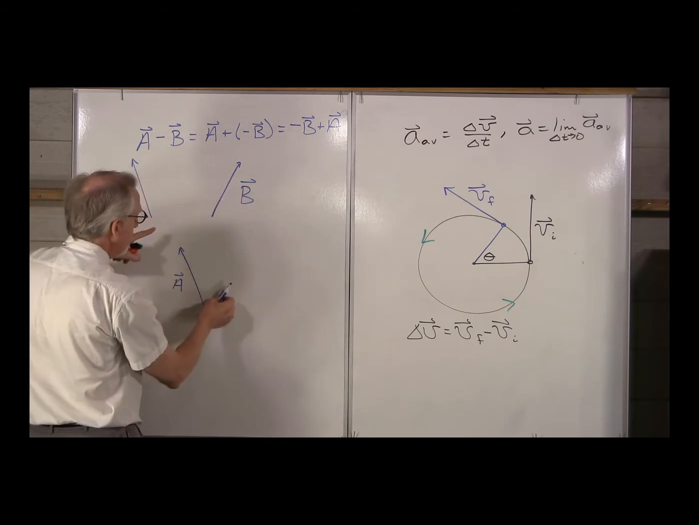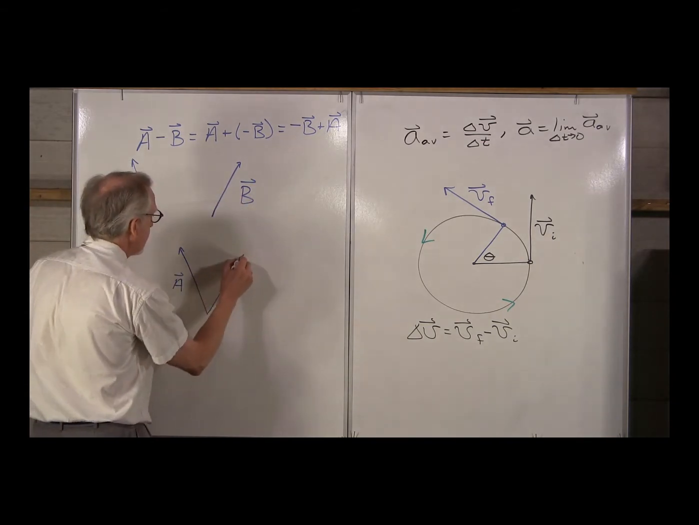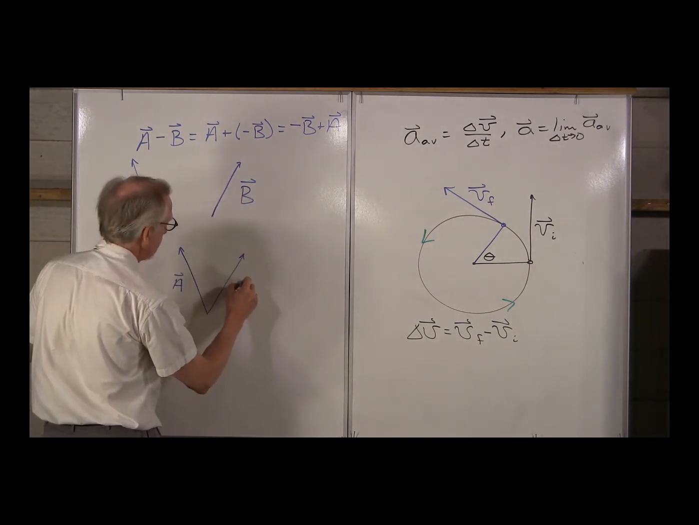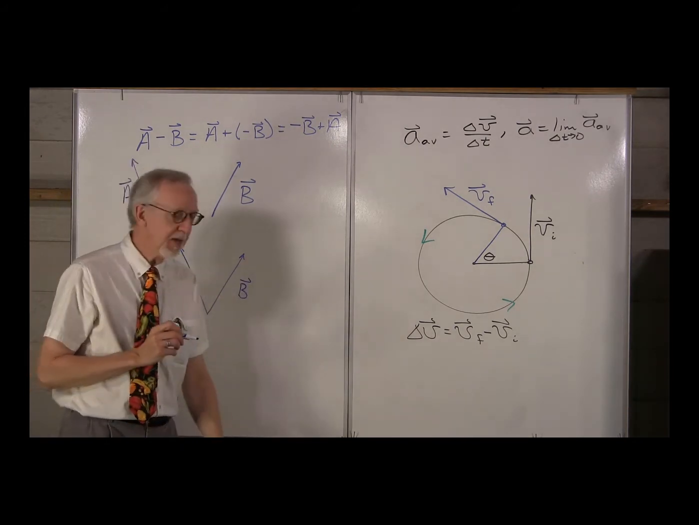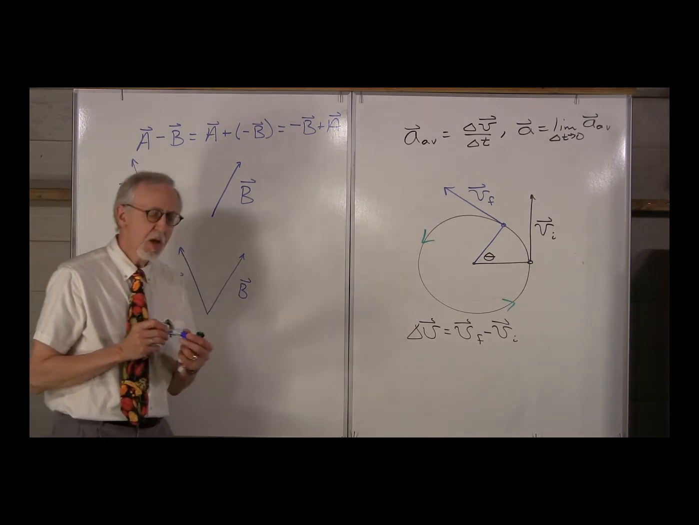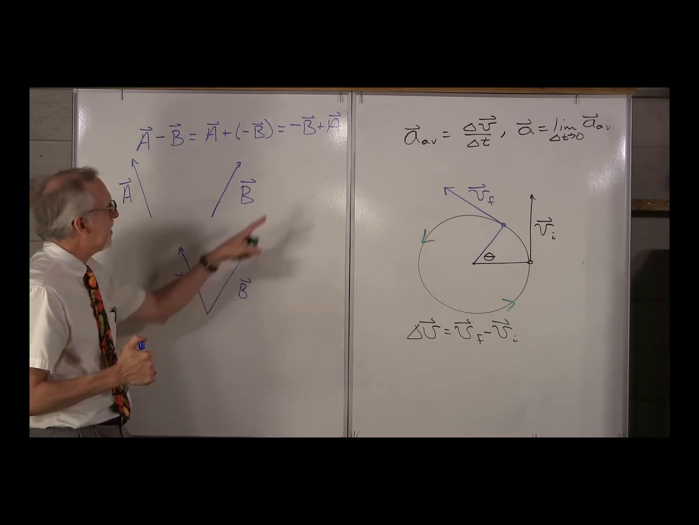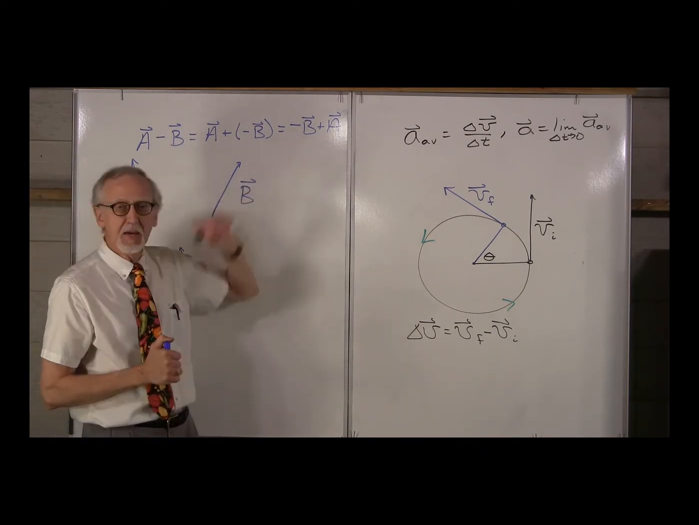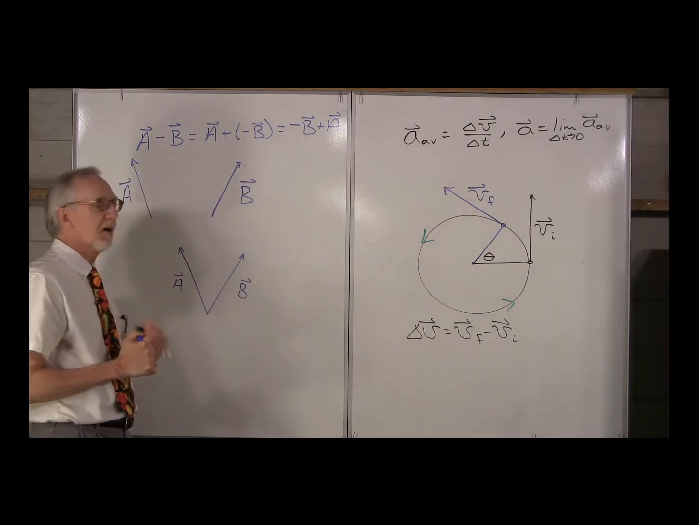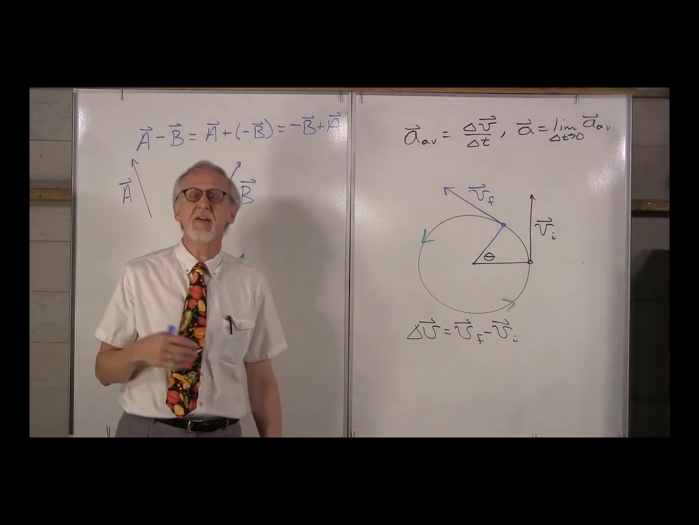And then I'm going to bring down B, and B looks like that, approximately. Okay, so there are A and B, and I've drawn them tail to tail. But I don't want to add A and B, I want to add negative B to A. So we need to figure out what's negative B. What is the negative of a vector?